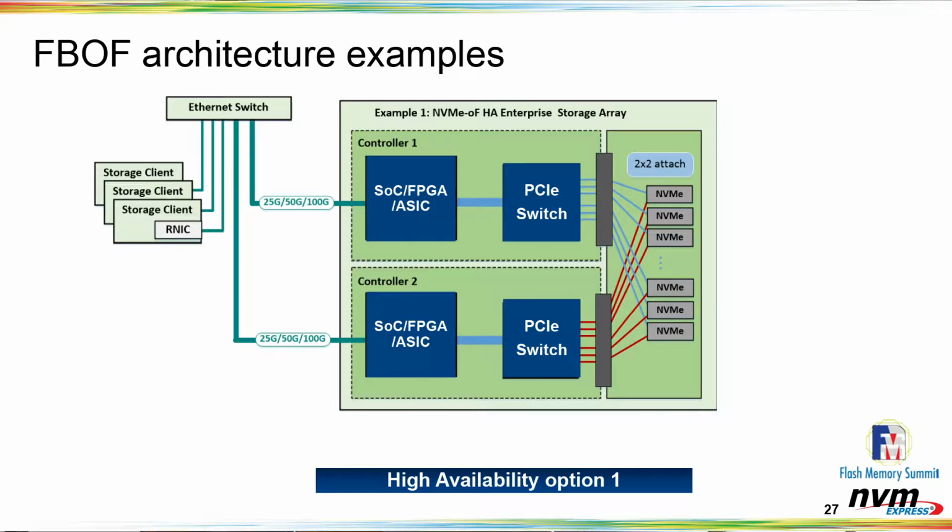So this is a typical example of a high availability system. People basically build a couple of controller boards that they plug into the system to give them high availability. The cards have their own PCIe switch, and then there's a mid plane, and the drives are dual homed to those mid planes. So that gives you one way of doing high availability.